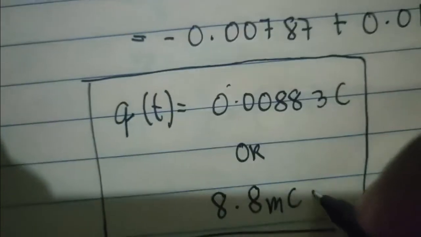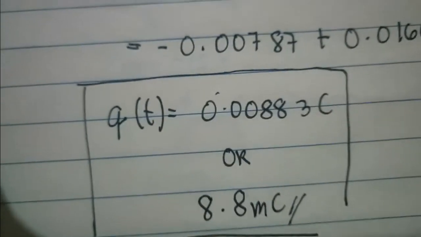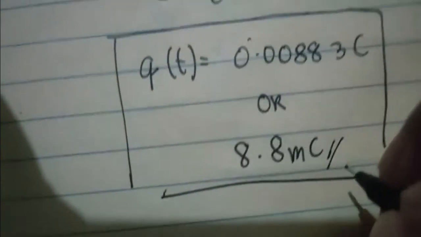So after we come up to this answer, so this is the charge of the circuit. This is the energy of our circuit.